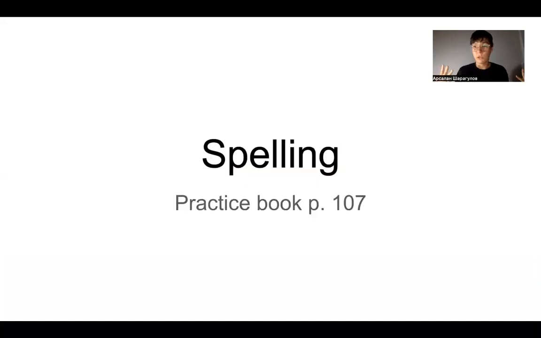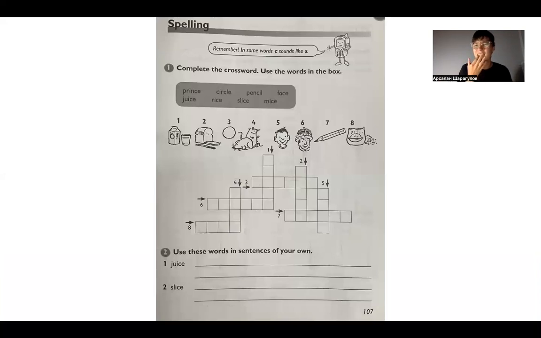And now, this is your homework that you can do right now, please. In your next lesson, I will check this homework, okay? Actually, you can just do it now. And we will check the answers together later, okay? Just complete the crossword using the words in the box. Juice, slice, circle, mice, face, prince, pencil, rice. And create your own sentences.